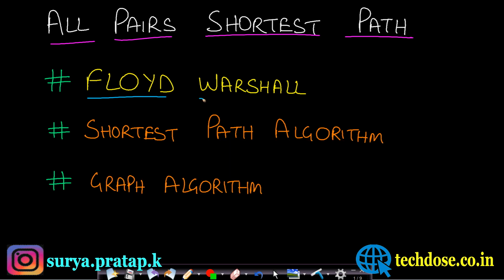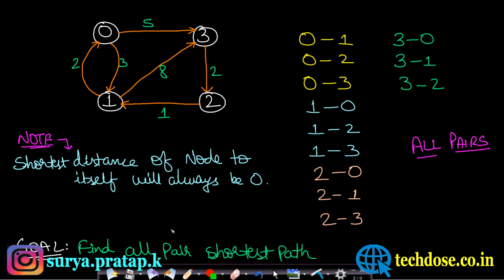In this video we will see the all pair shortest path algorithm, which is also known as the Floyd-Warshall algorithm. This is also one type of shortest path finding algorithm. Now let us look at the problem statement.